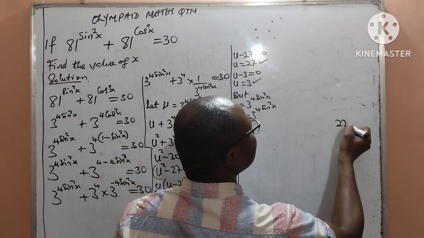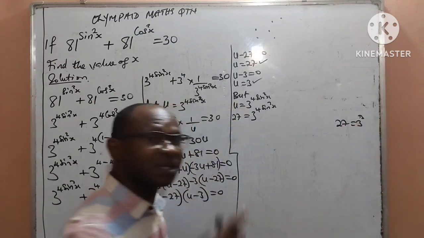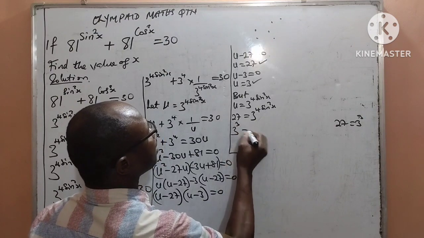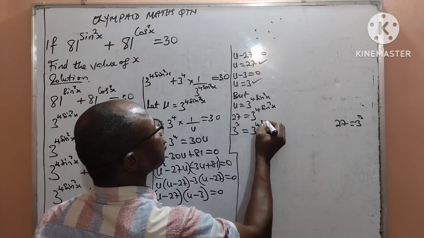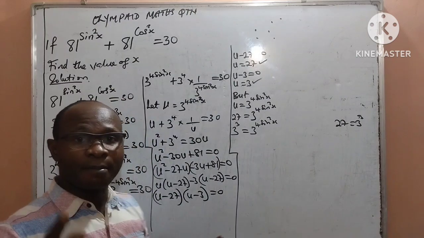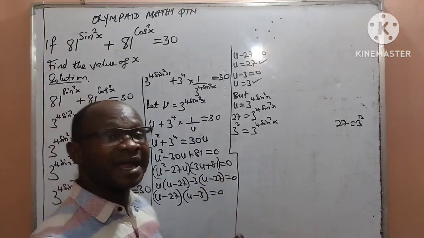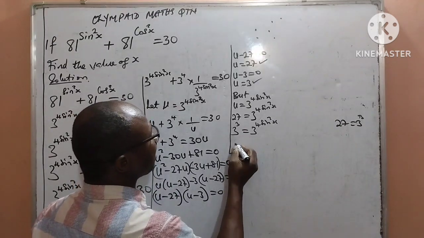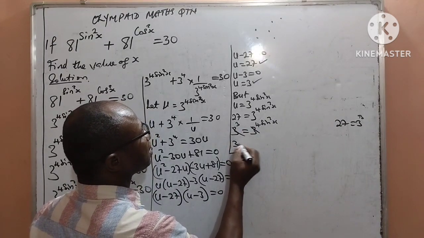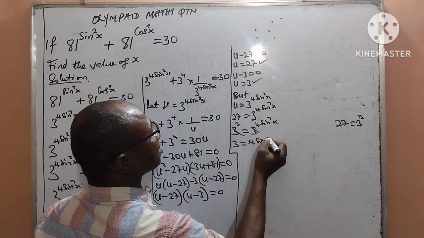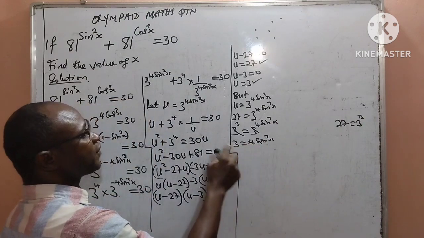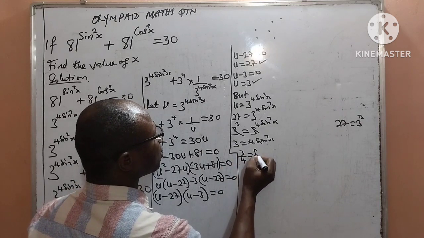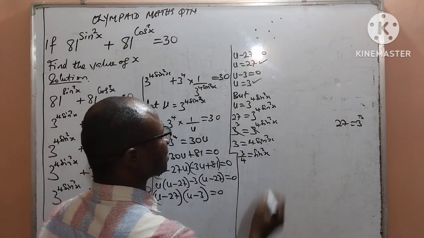I can write 27 as 3 raised to the power 3, that is 3 times 3 times 3. So this can be written as 3 raised to the power 3 is equal to 3 raised to the power 4 sine squared x. By the law of indices, when the bases are the same, the powers become equal. So the bases cancel out, and 3 is equal to 4 sine squared x. Moving the 4 to the left hand side will give me 3 over 4 is equal to sine squared x.